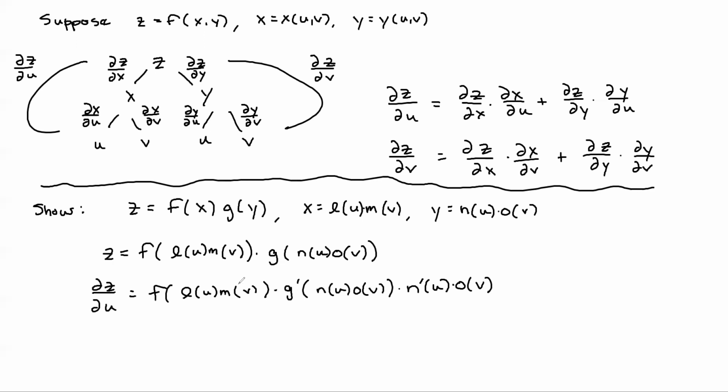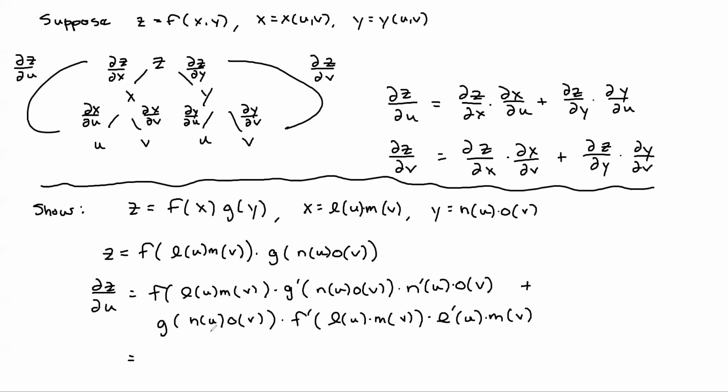And since we're using the product rule, we've got first times the derivative of the second, and then plus the second, which is g of n of u o of v, times the derivative of the first. So you get g prime of L of u times m of v times the derivative of the inside. Now we're differentiating with respect to u, so we're going to have L prime of u times m of v.